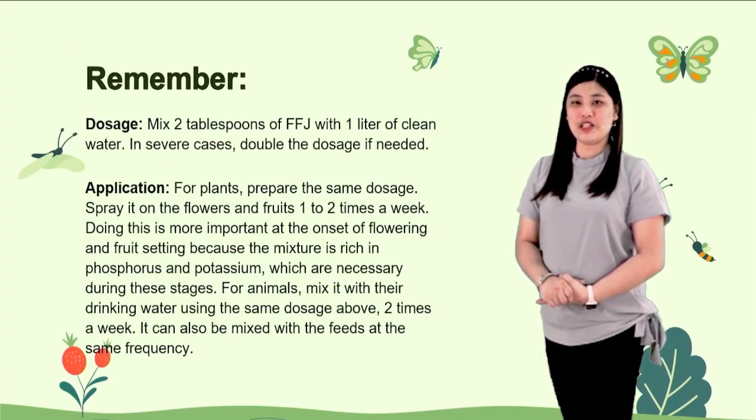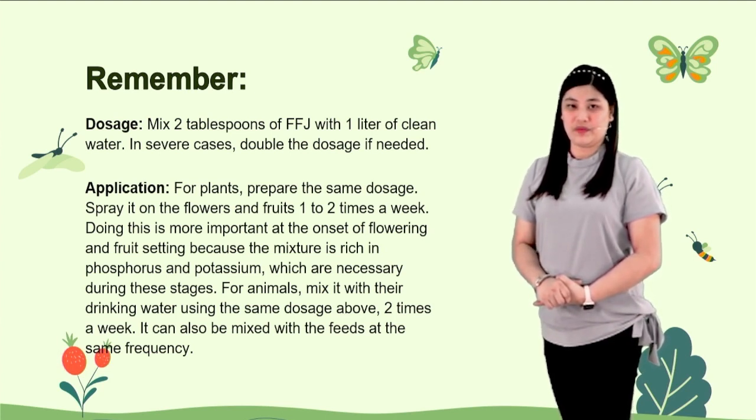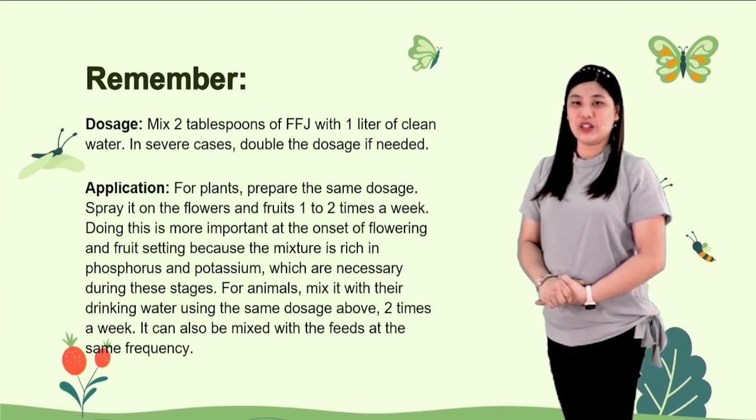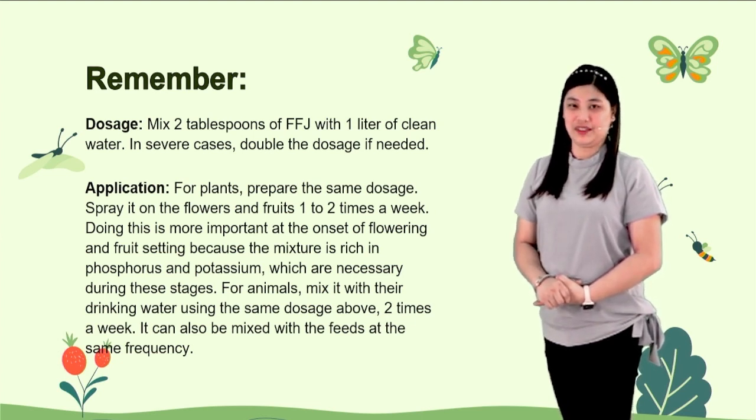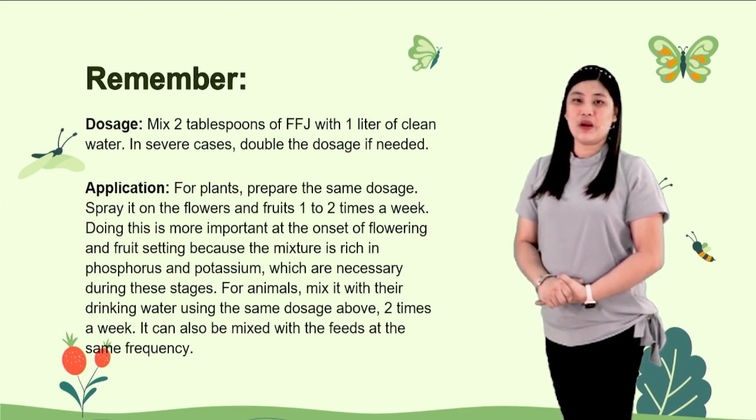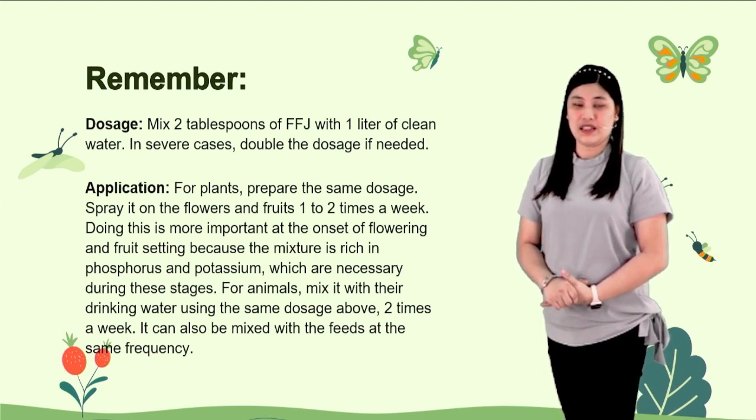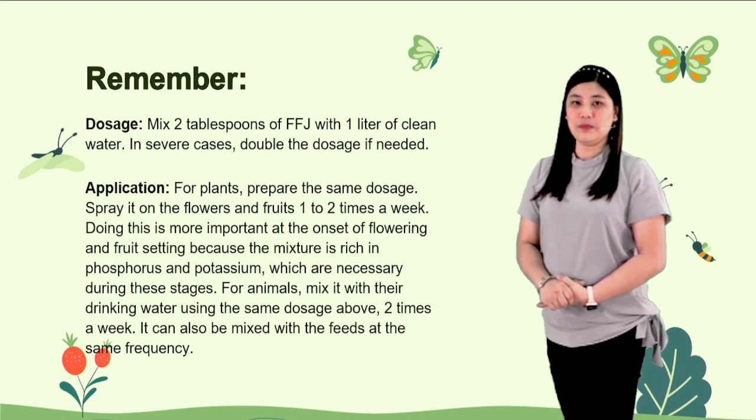Mix 2 tablespoons of fermented plant juice with 1 liter of clean water. In severe cases, double the dosage if needed. For application, for plants, prepare the same dosage. Spray it on the flowers and fruits 1 to 2 times a week.